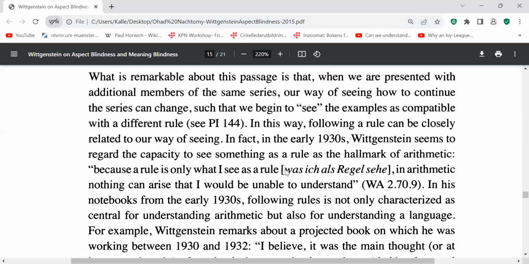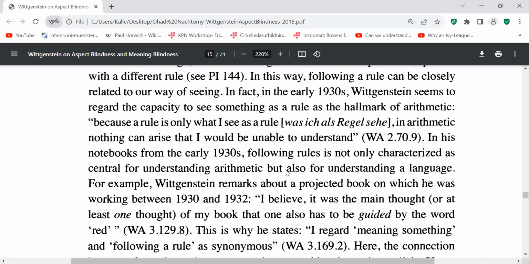What is remarkable about this passage is that when we are presented with additional members of the same series, our way of seeing how to continue the series can change, such that we begin to see the examples as compatible with a different rule. In this way, following a rule can be closely related to our way of seeing.